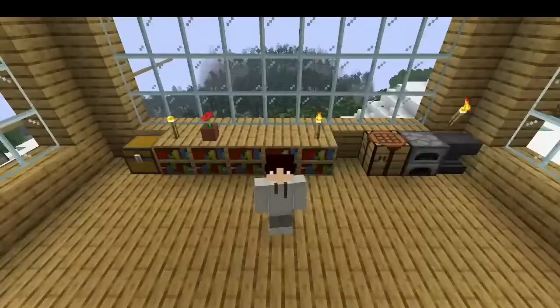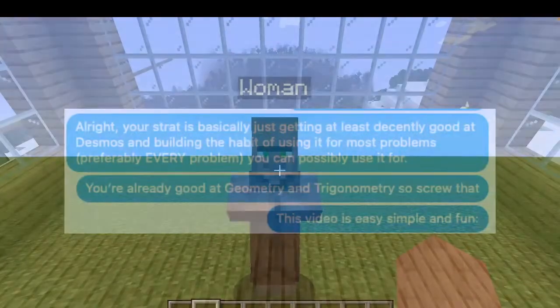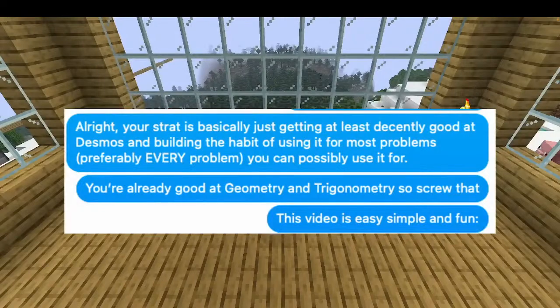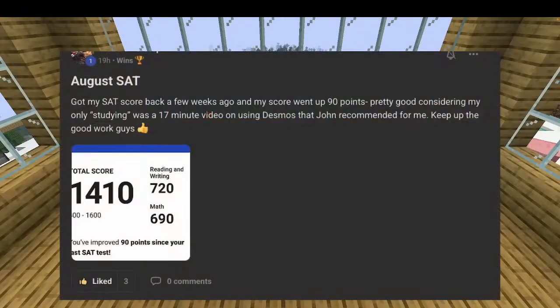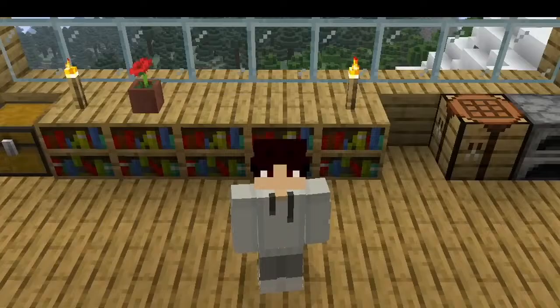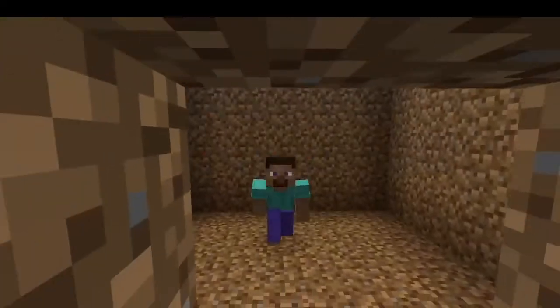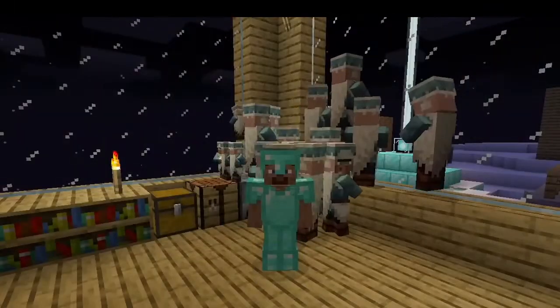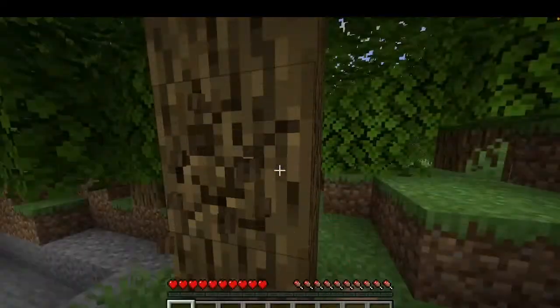And there'll be Minecraft. There was literally a time where one of my students watched one Desmos video before taking the SAT and immediately jumped 50 points on the math section with no other studying being done. And that can be you too if you actually watch this video and lock in. But first, let's cover the basics.